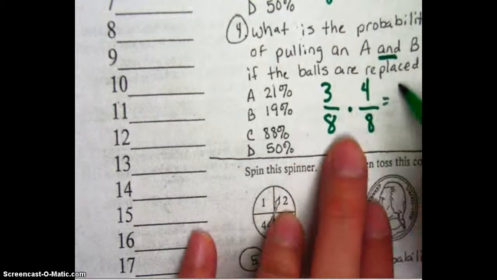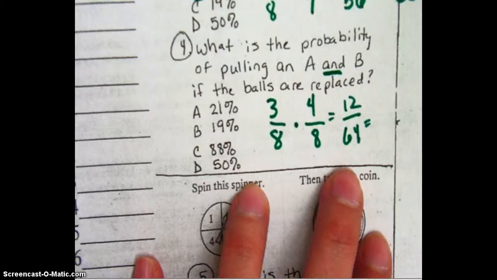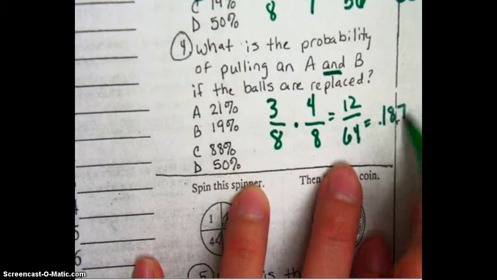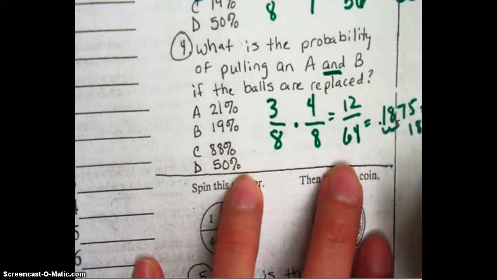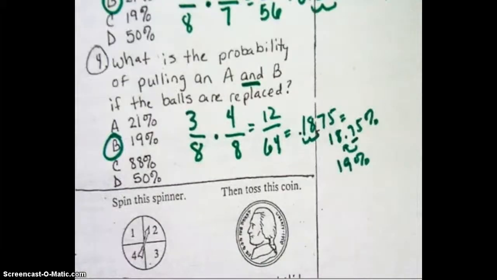So 3 times 4 is 12. 8 times 8 is 64. 12 divided by 64 is 18.75, which ends up being 18.75%. So this 7 makes that 8 round up to a 9, so it's a 19% chance. So it's B. Oops, sorry.